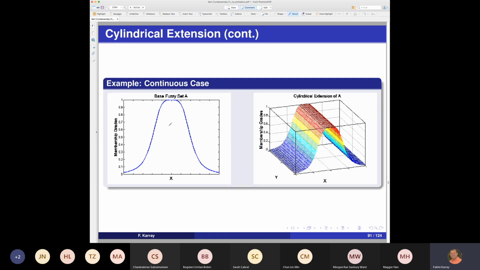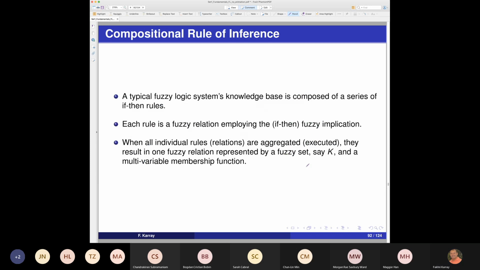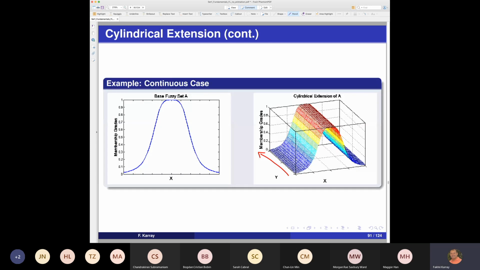So let's look here. This is the base set of A. As you can see, the cylindrical extension of A takes this membership function and extends it over all y's. Okay, so that's what I wanted to showcase to you.